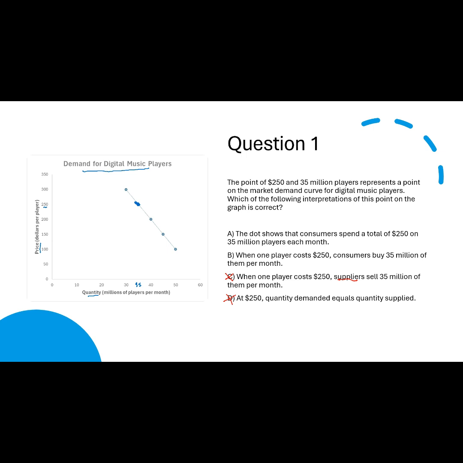B, when one player costs $250, consumers buy 35 million of them per month. Okay, that could be possible. $250 and 35 million a month. And let's see, letter A, the dot shows that consumers spend a total of $250 on 35 million players each month. The wording here is that they spend a total of $250 on 35 million players. Well, that's not correct, so cross that one out. So B is our correct answer.